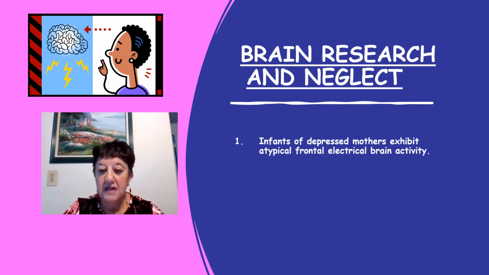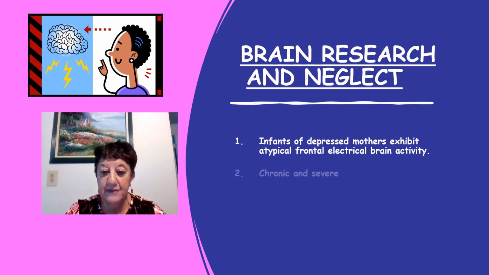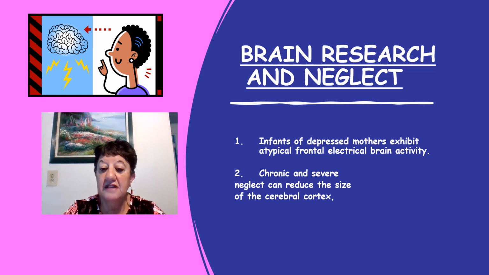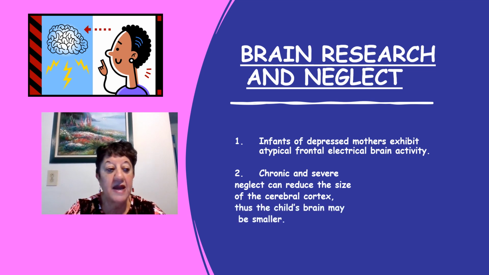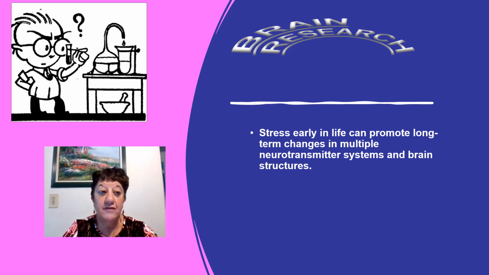So some brain research. Infants of depressed mothers exhibited atypical frontal electrical brain activity, specifically if it was chronic, went on for a long time, and if it was severe. Chronic and severe neglect can reduce the size of the cerebral cortex. Thus, the child's brain might actually physically be smaller. Again, it depends on how long it went on, how old the child was, and whether any solutions were found early. Stress early in life can promote long-term changes in multiple neurotransmitter systems and brain structures. And often this does not come back for the child.